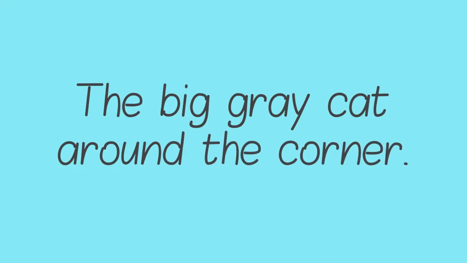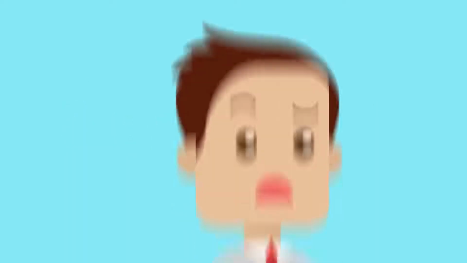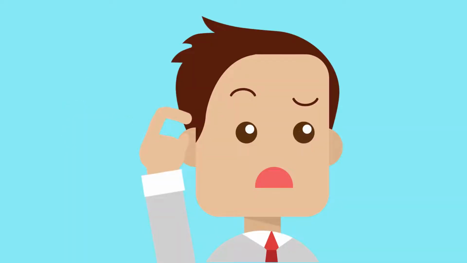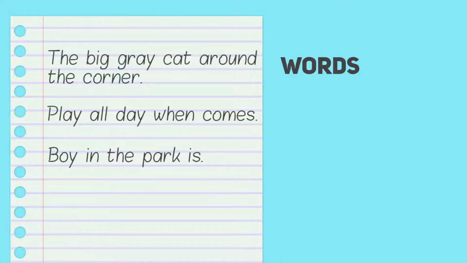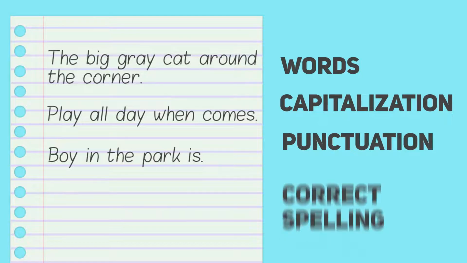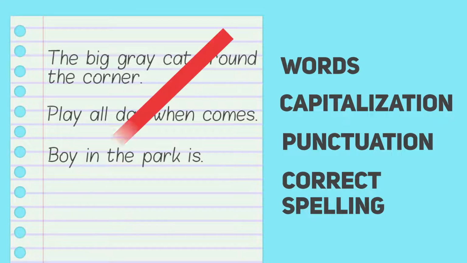The big gray cat around the corner. Play all day when comes. Boy in the park is. If you had any problems understanding any of these sentences, you've come to the right place. These sentences have many words, capitalization, punctuation, and correct spelling, but they make absolutely no sense.